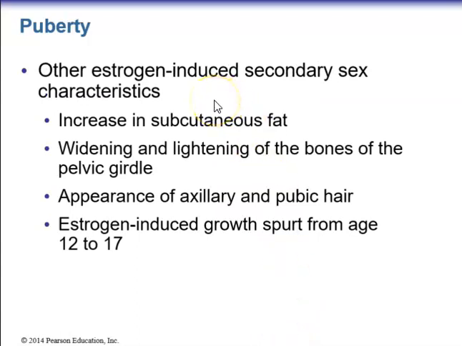Other estrogen-induced secondary sex characteristics in females include an increase in subcutaneous fat, and a widening and lightening of the bones of the pelvic girdle. So these basically accommodate our reproductive years should the patient want to have babies. Also, there's the appearance of axillary and pubic hair, and then an estrogen-induced growth spurt from the age of 12 to 17.